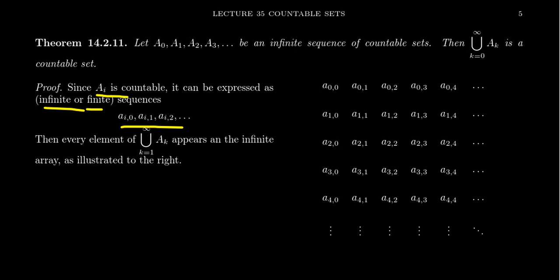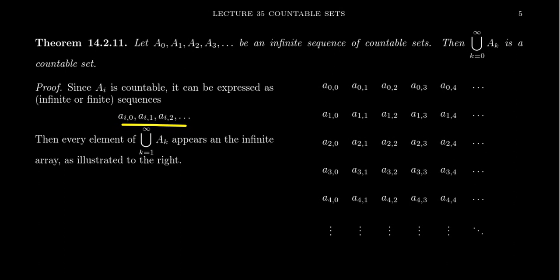So the zeroth element of Ai, we're going to call Ai0. The first element, we'll call it Ai1. The second element, we'll call it Ai2, etc., Ai3, Ai4, Ai5, Ai6, etc. So every element here gets that. And again, if it's finite, this might stop after a while, not a big deal.